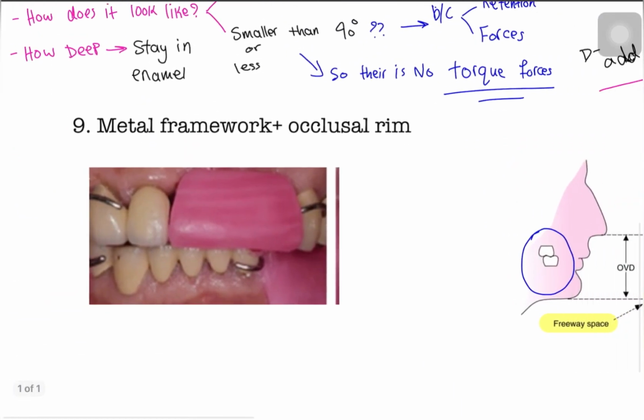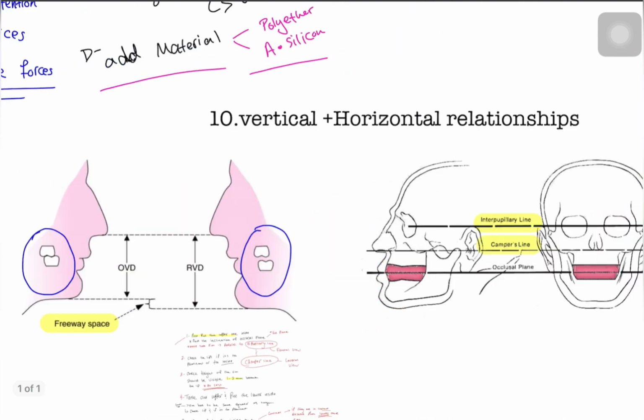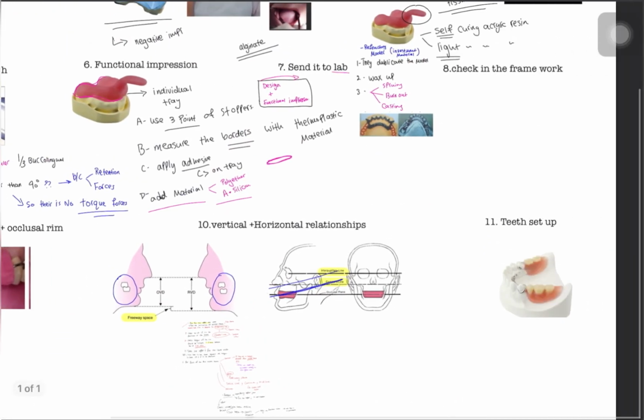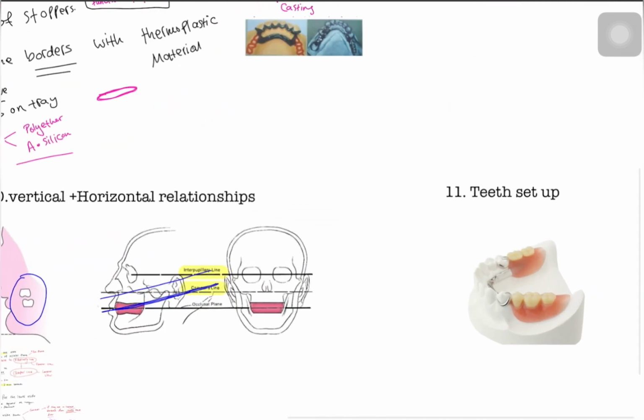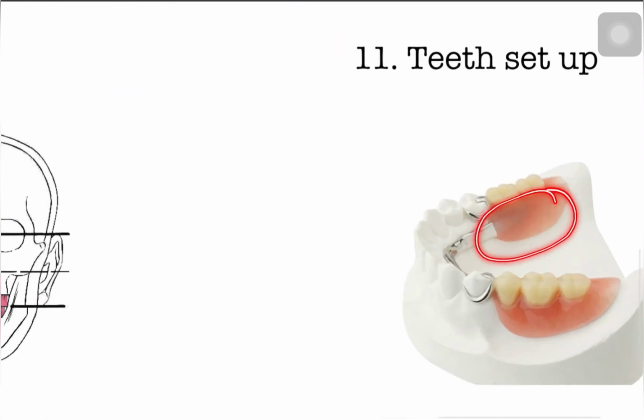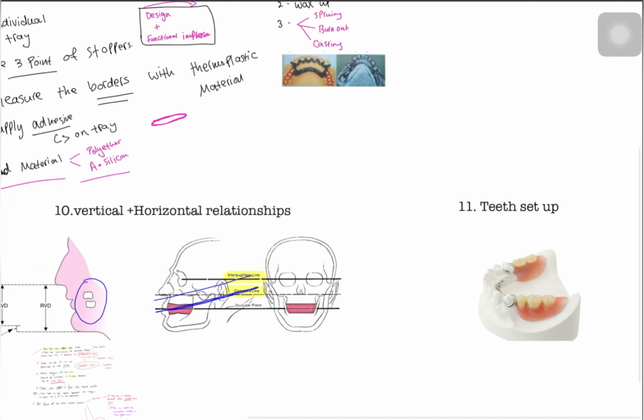And then the next step is checking the vertical and the horizontal relationships. And then the next step is easy. It's the teeth setup. Usually it's the anterior teeth first, but in RPD they usually come both at once. But before this, remember that we choose a color and the shape of the teeth, and then we send it to the lab, and they do the teeth setup, but it's still in wax. It's not the permanent one.